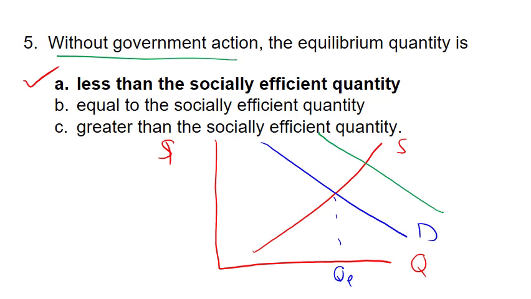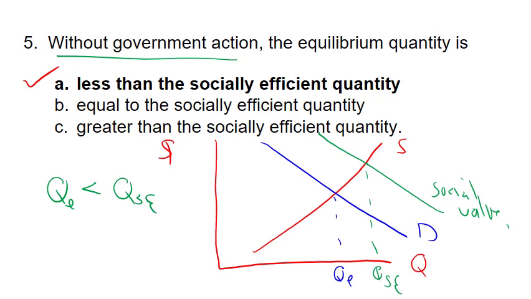Without government action, the social value curve is above the demand curve, and therefore the quantity that's socially efficient, QSE, is greater than QE, or we could say it the other way, QE is now less than QSE.